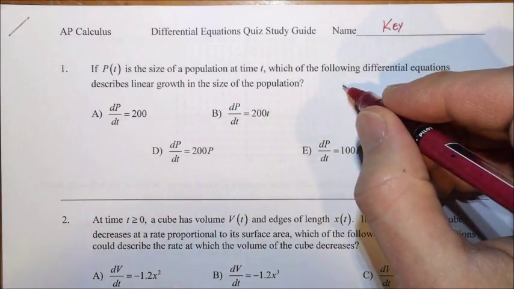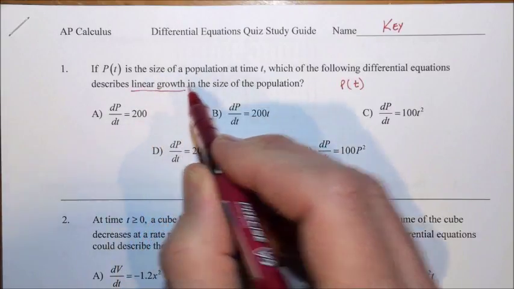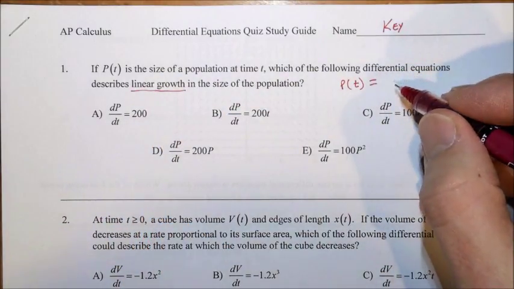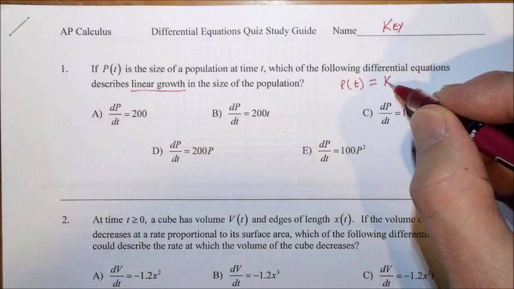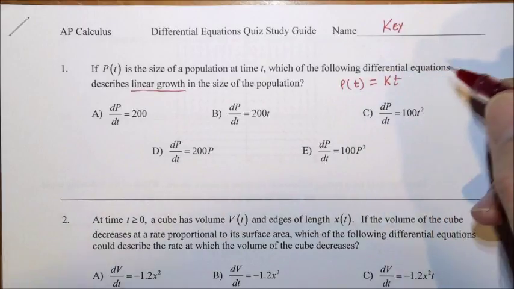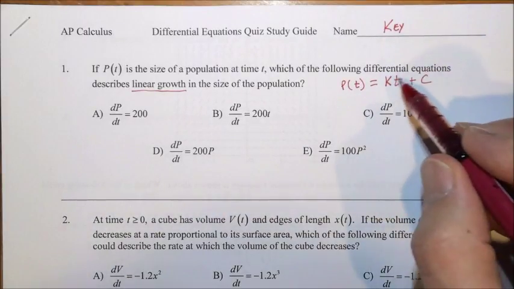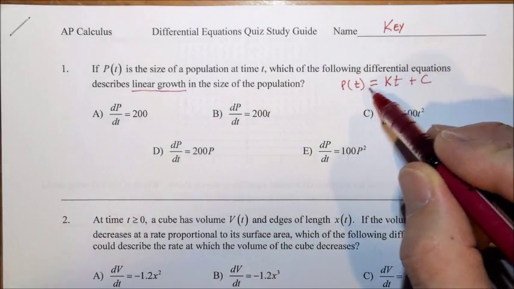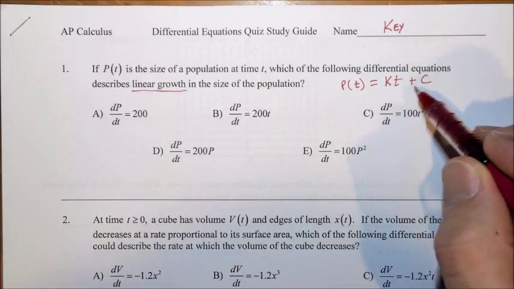Alright, so if the population is growing linearly, that means it's a linear function. So the population is going to be k times t, perhaps plus c. Linear growth means, in essence, y equals mx plus b, a line: k times t plus c.